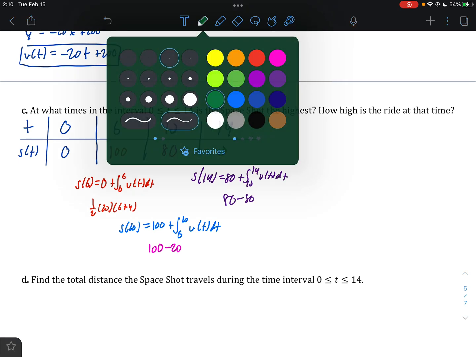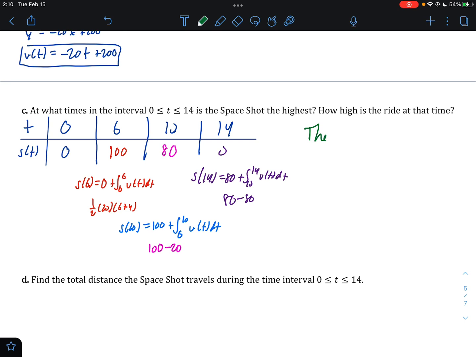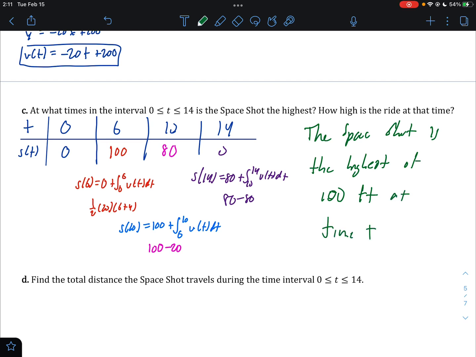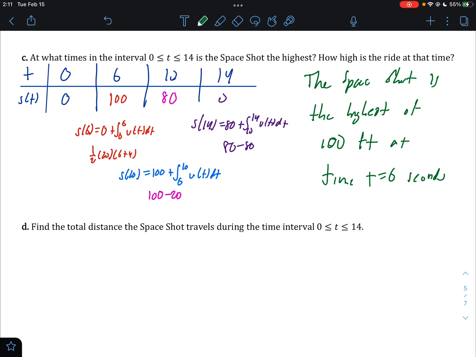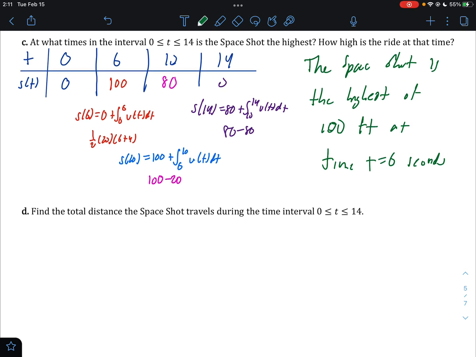So if we wrote that out in sentence form, the space shot is the highest, at 100 feet, at time t equals 6 seconds. Maybe the space shot reaches its highest height. Yeah, I don't know. Whatever you think is better for your English sentence. Probably not best to go with mine there.